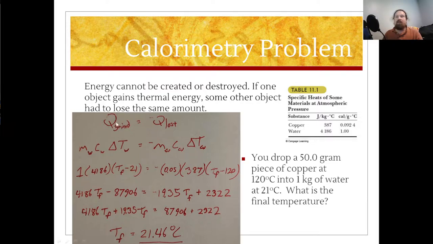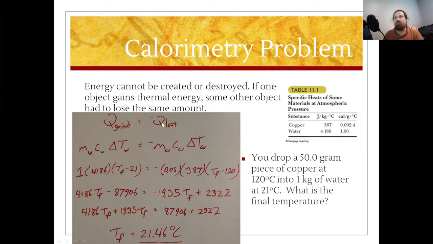So on the Q gained side, I replaced it with MC delta T, specifically describing the water's variables in this particular situation. The M on this side is the mass of the water, the C on this side is the specific heat of the water, and the delta T is going to be the water's change in temperature, namely the water's final temperature minus the water's initial temperature.